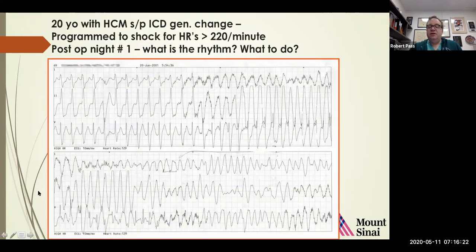Okay, let's move on to the electrophysiologic potpourri today. So this is a tracing of one of my patients from 19 years ago. This is a 20-year-old who had hypertrophic cardiomyopathy, and we did a generator change of her ICD. Now, in those days, we would always admit people to the hospital after a generator change. Today, we would not do that. And this patient is programmed to shock for heart rates over 220 beats per minute. And we're here on post-op night number 1. And this is what we observed on telemetry.